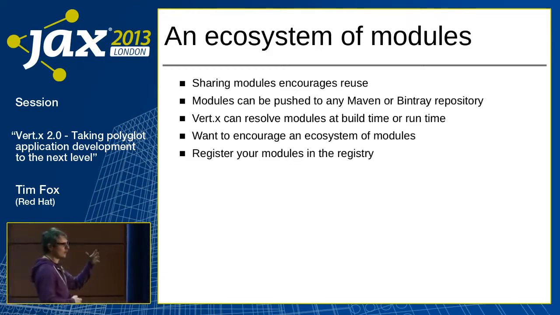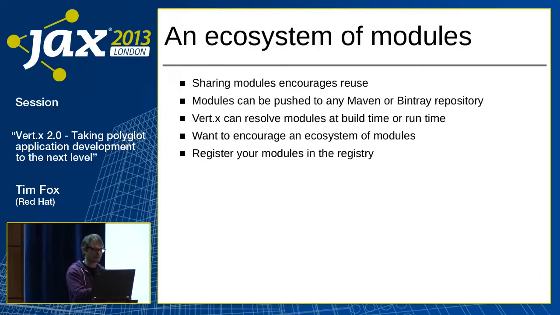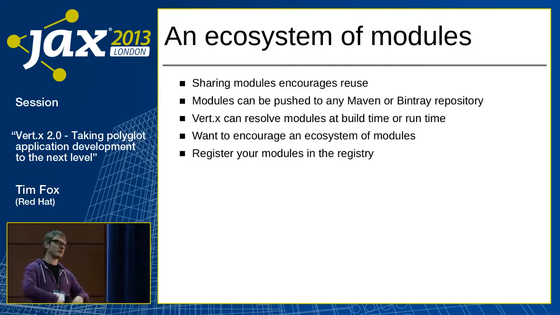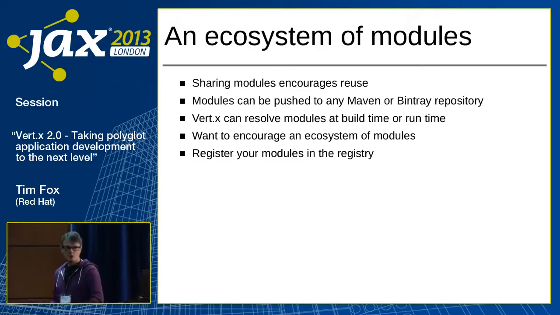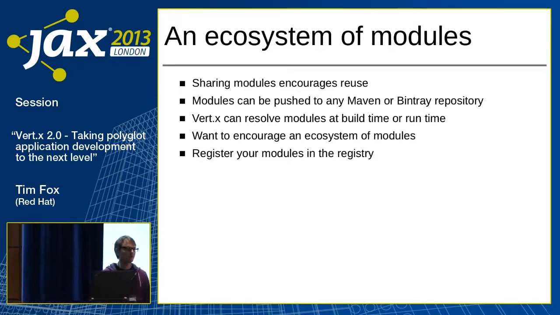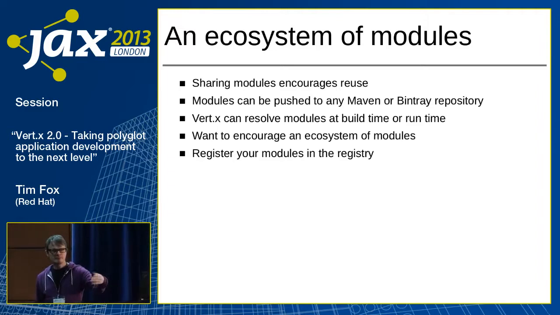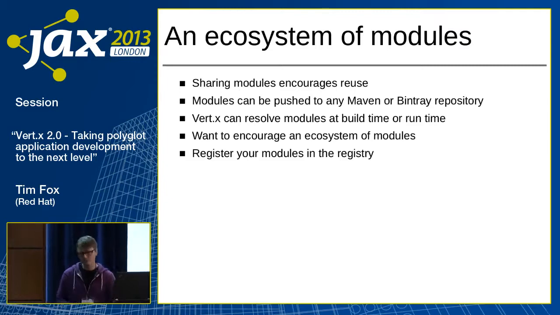What we envisage happening is a whole set of modules being available. When you want to write, say, a REST-style web application, you can take this module and this module, piece them together, and you've got your application. Or if I want to write a real-time style web application, I'm going to take these other ones instead, or maybe I want to write a back-end enterprise application, I'll take these other modules instead. That's why we support Maven and Bintray, because we don't want to reinvent the wheel or create another repository format. We realize most of you are already using Maven. Vert.x will resolve modules at build time or runtime. We just showed it resolving modules at runtime, but not everybody wants to do that. Some people want to package everything up at build time, and we support that too, and I'll show you that in a minute.